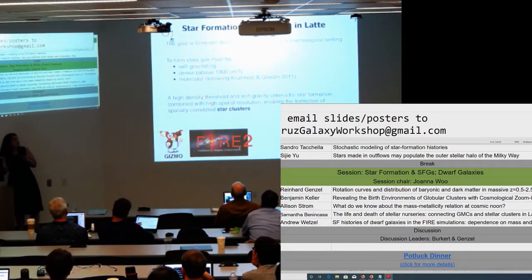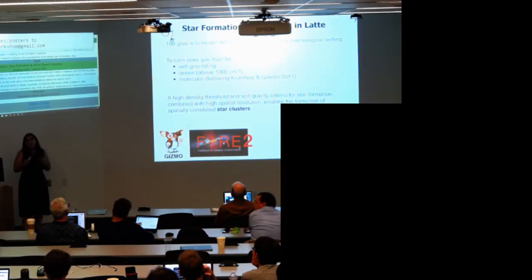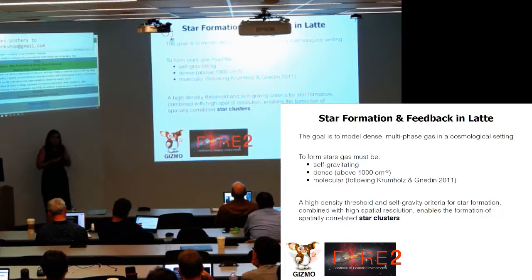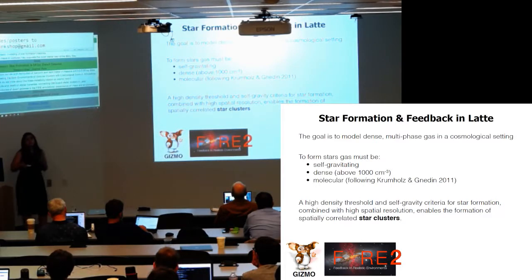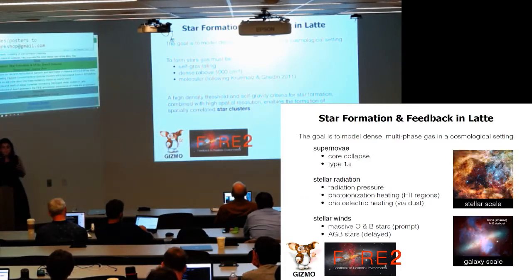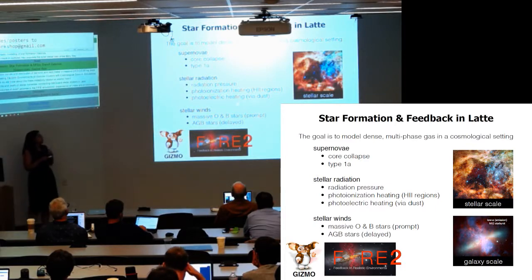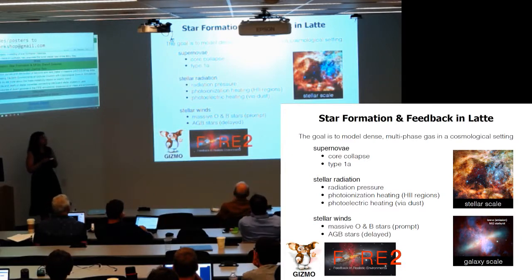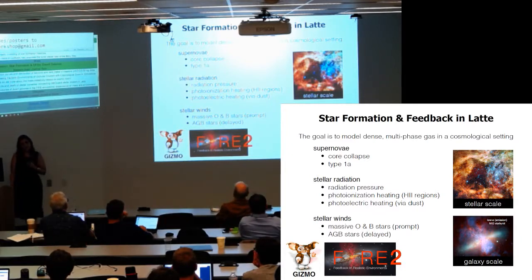And again, I'm going to fly through this because Anna introduced it, but to form stars, gas must be self-gravitating, it must be dense, above 1,000 atoms per cc, and it must be molecular. And this is really important if you want to study star cluster formation. You need a high density threshold combined with that self-gravity criteria, combined with high spatial resolution, to really be able to find spatially correlated star clusters in your sample. And as well, we use the FIRE2 model for feedback. So this includes both early and late type stellar feedback, things like core collapse supernova, stellar radiation, and stellar winds, right, which gives you feedback on both the stellar scale and the galaxy scale.